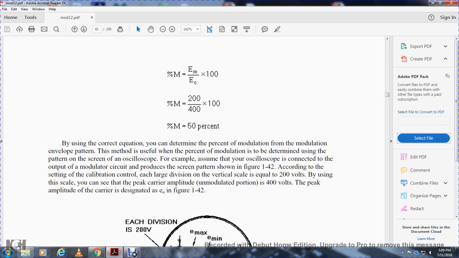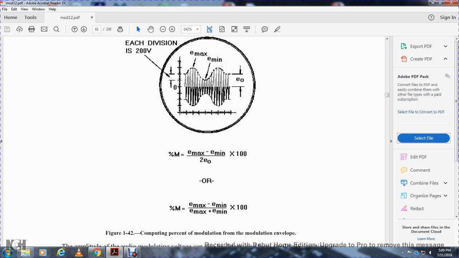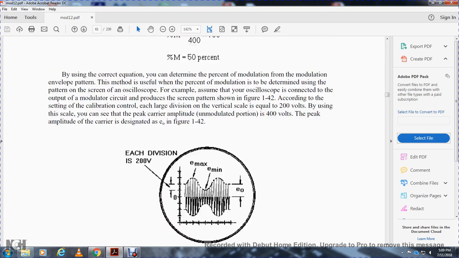The peak amplitude of the carrier is designated EO. In the figure, you can see that the peak amplitude of the carrier is EO. The voltage maximum and voltage minimum are measured with each division at 200 volts.